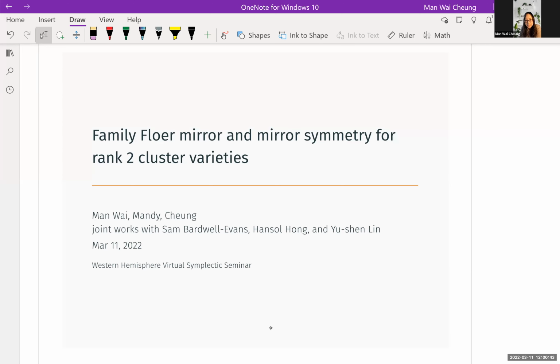One of my collaborators on this project, Yu-shen Lin, will be here, so I will direct all the technical questions to him. As the title suggests, there are two parts to the talk. The first part is about family Floer mirror for cluster varieties. The second part is about the more general case of mirror symmetry for them. The first part will somewhat overlap with a talk I gave before, but it is a good recap of how we obtain the second result. This is joint work with Sam Bardwell-Evans, Hansol Hong, and Yu-shen Lin.